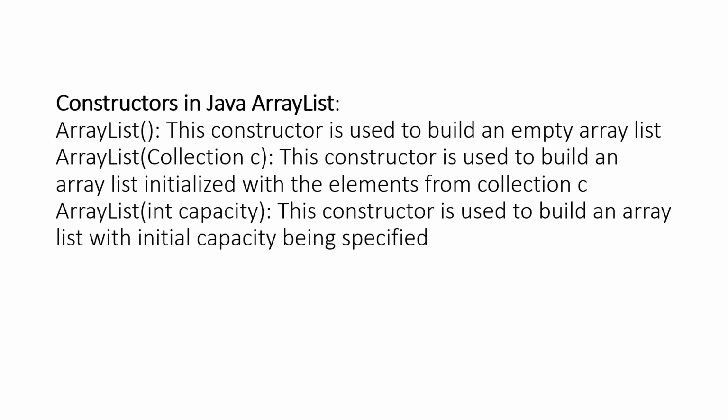So now, as we know that ArrayList is a class, it has three types of constructors. The first one is ArrayList, which is the default constructor, and this constructor is used to build an empty ArrayList. Another constructor of ArrayList receives a collection object, and this constructor is used to build an ArrayList initialized with the elements of the collection. And third is the constructor which receives the size or capacity. So this constructor is used to build an ArrayList with the initial capacity being specified.